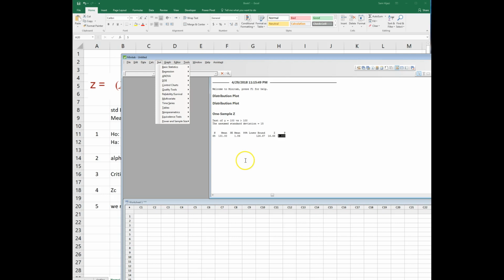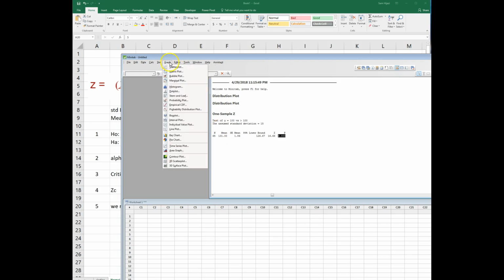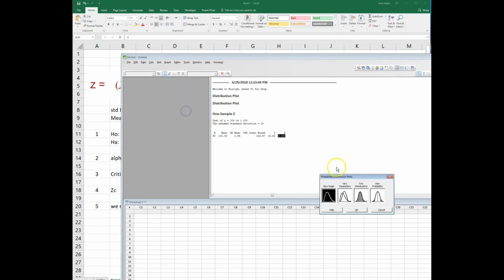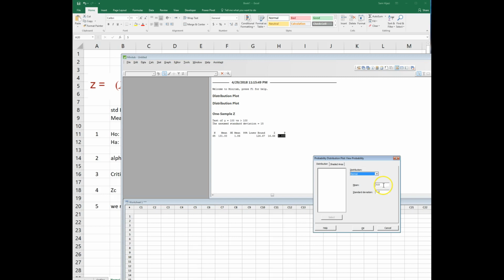But the calculated z versus the table z, as I call it. Here we go. Let's see the table z, which is at the mean 0, standard deviation 1, and the shaded area is going to be less than, knowing that we are going to change the claim.